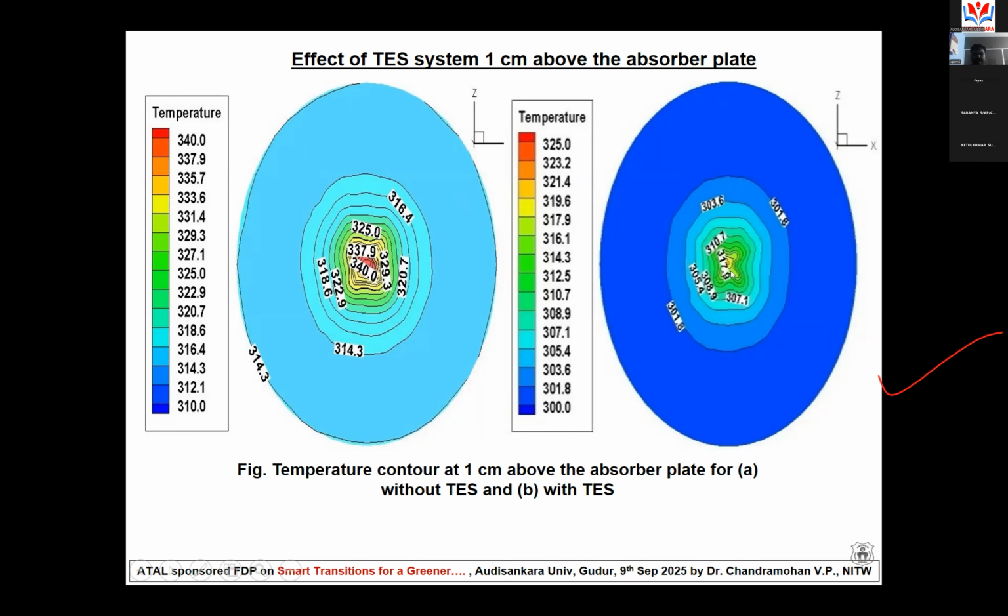The reason is the same: if you keep the thermal energy storage system, the copper plate absorbs the heat and conducts it into the thermal energy storage system. That's why the air temperature is somewhat less with the TES system.